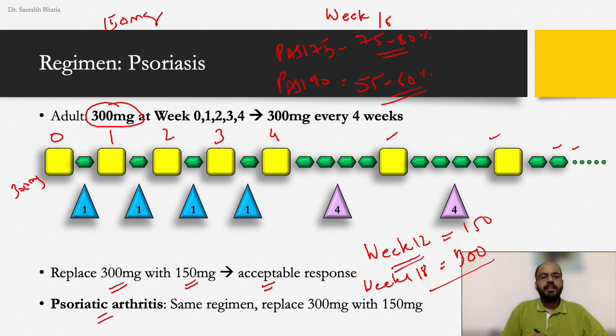For psoriatic arthritis, it's the same regimen that we use here, but replace 300 milligram with 150 milligram. If adequate response is not seen with the 300 milligram 4-weekly maintenance dose, some articles mention that it can be given at week 3 intervals also. Some mention that it can be given at week 2 intervals also, and some say to replace subcutaneous doses with IV doses of Secukinumab. Clear? So let's move forward.